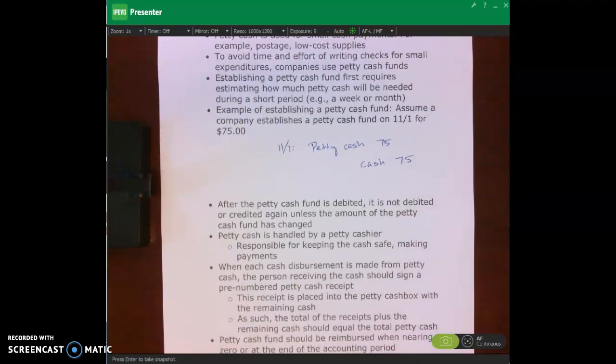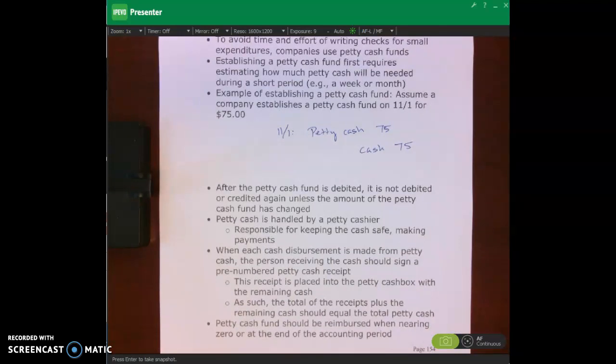Petty cash is going to be handled by our petty cashier. All right. And that person will be responsible for keeping the cash safe and also making any payments. Okay. So when the cash disbursement is made from petty cash, the person receiving the cash is going to sign a pre-numbered petty cash receipt. And then this receipt is placed in the petty cash cash box. So think like a little box that holds our cash. So in that box, we have all of our remaining petty cash plus the receipts showing that we have given petty cash to another person who can then go out and purchase supplies or postage.